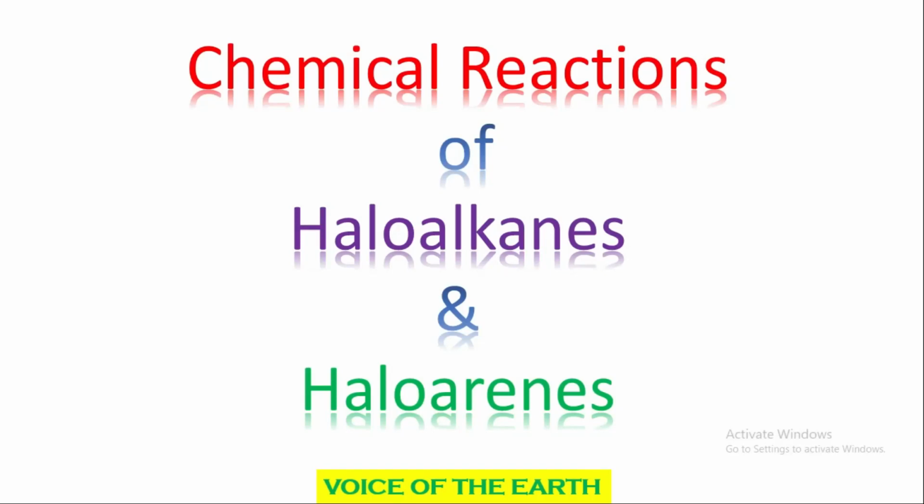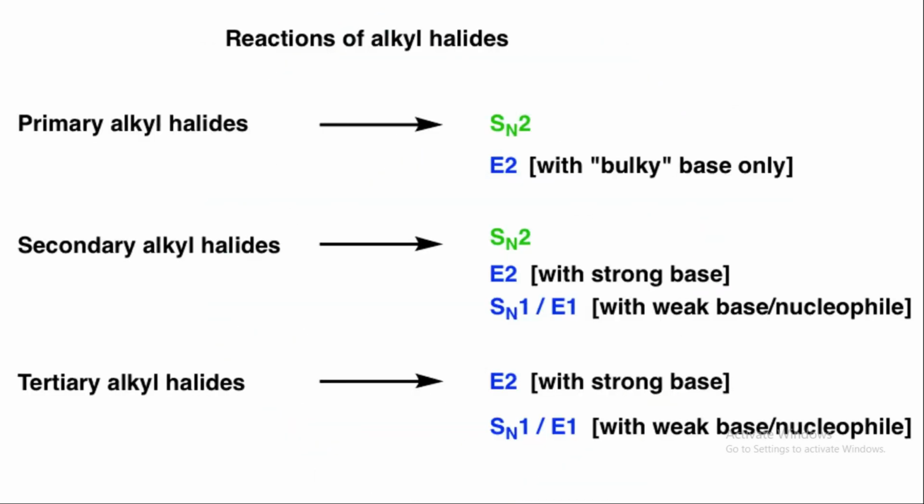We are going to study chemical reactions of haloalkanes and haloarenes. Friends, as we have seen in the previous lecture about SN1 and SN2 reactions, generally primary alkyl halides give SN2 and E2 reactions. Secondary alkyl halides will give SN2, E2, SN1 or even E1 reactions as per the condition. Tertiary alkyl halides will give E2, SN1 or even E1 reactions as per the condition.